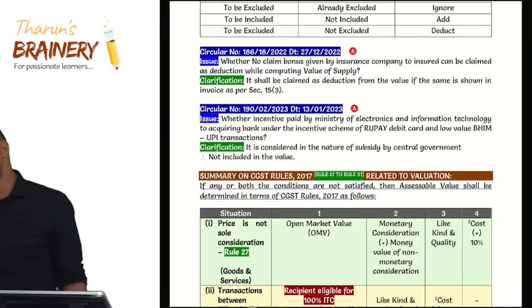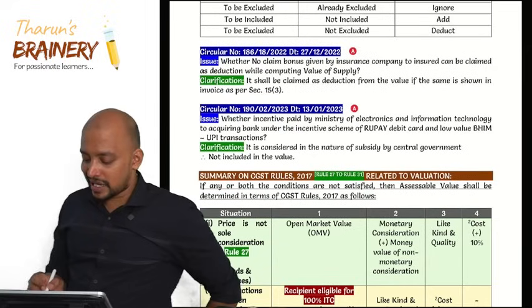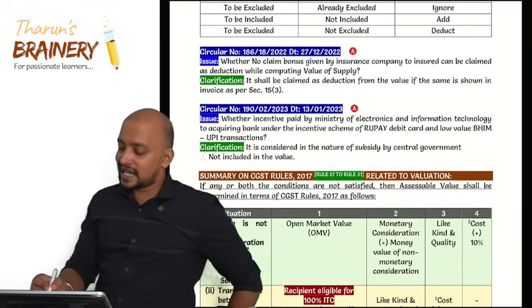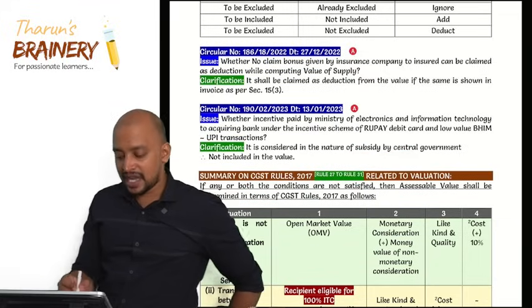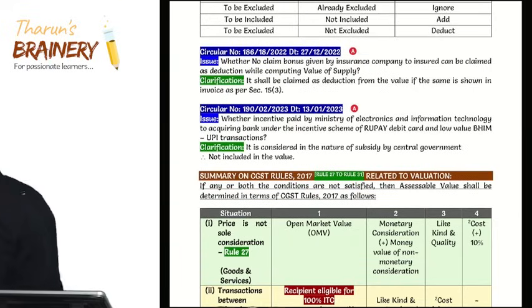Sir, why full amount they will be getting? Because whatever processing fees which they are required to pay, that will be paid by the government. Ministry of Electronics, central government will be paying this. So therefore it will be considered as subsidy by central government and it will not be included in the value. You got it?